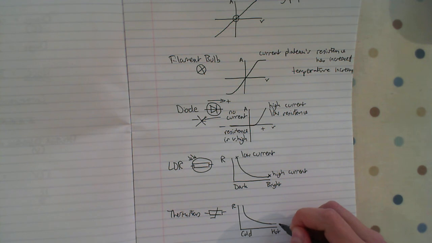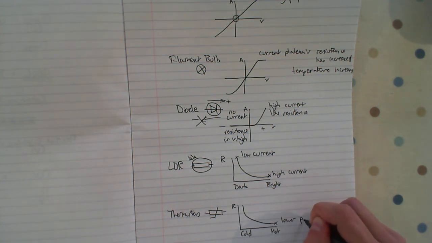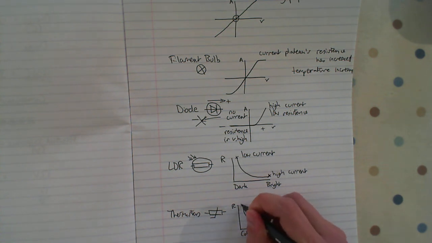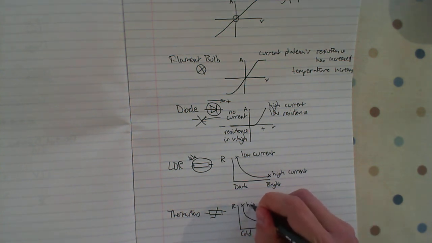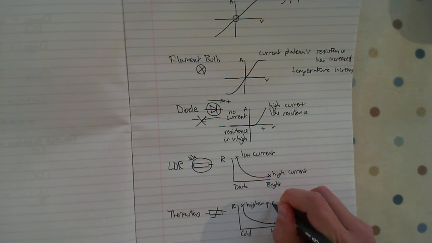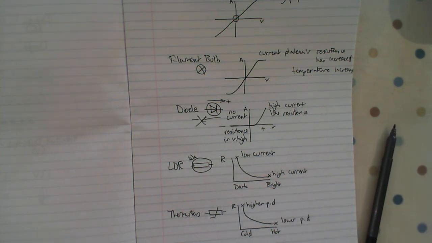So we talked about current. If the resistance is low, we need a lower potential difference. If resistance is high, we need a higher potential difference to make the current flow. So that is useful in potential dividers if you've got more than one component in a circuit.